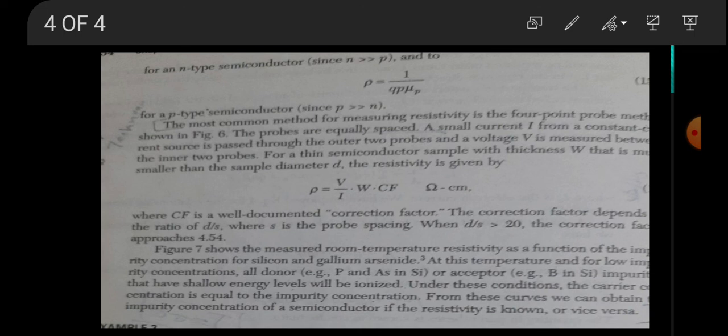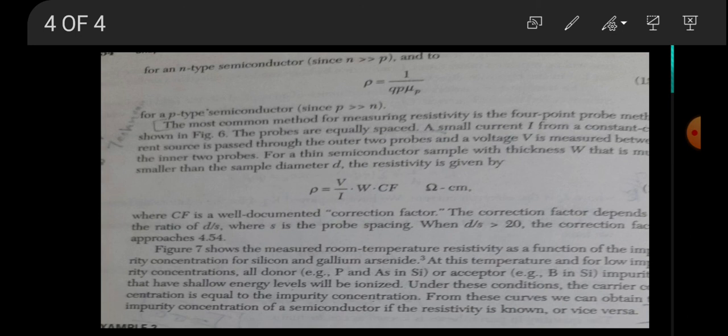For a thin semiconductor sample whose thickness W is much smaller than the sample diameter d, the resistivity rho is given by V upon I into W into CF ohm meter, where CF is a well documented correction factor. The correction factor depends upon the ratio of d upon S, where S is the probe spacing. When d by S is greater than 20, the correction factor approaches 4.54.